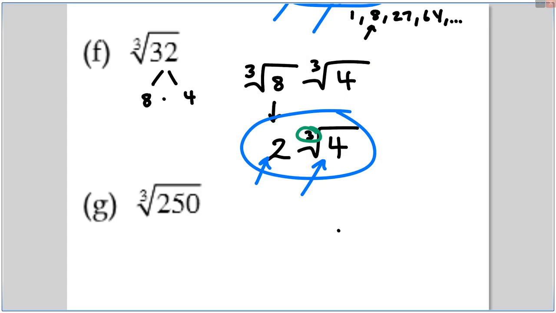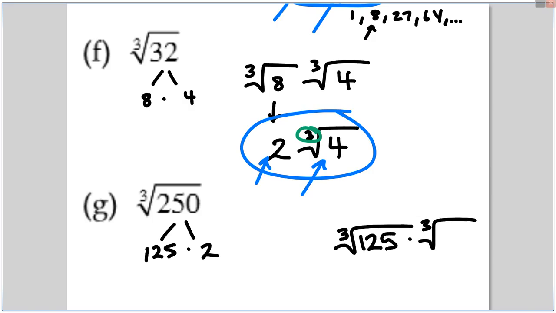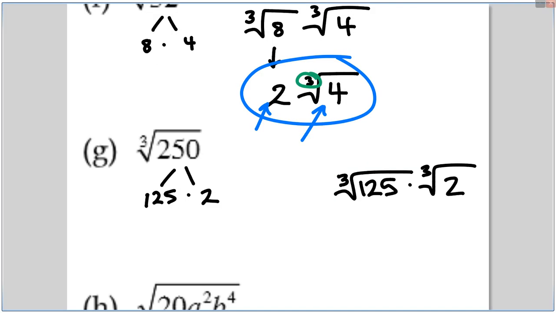Okay, the next one, 250. And this one's obvious because it ends in a 0. So the one that goes with 5. What's the one that goes with 5? 125. So this would be 125 and 2. So we need the cube root of 125 times the cube root of 2. Simplify the perfect one. Cube root of 125 is 5. 5 times the cube root of 2.